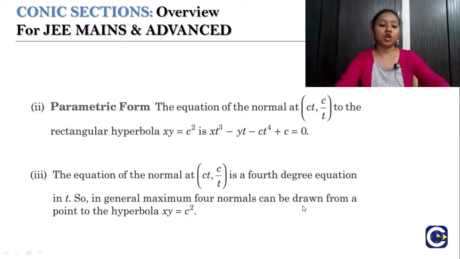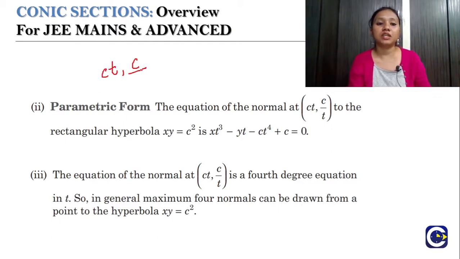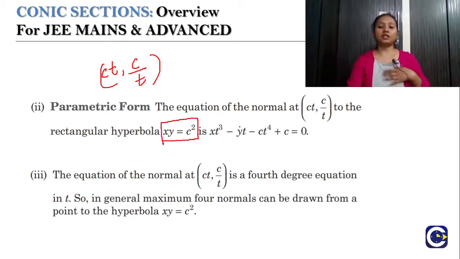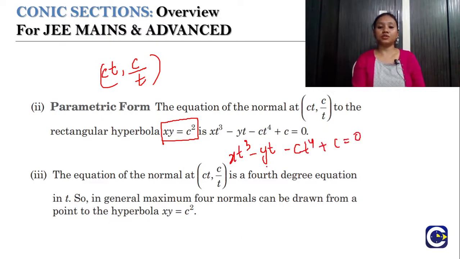So let's have a look over the parametric form too. So my coordinates in parametric form will be the same, that is ct comma c by t. Right. So for the rectangular hyperbola xy is equal to c square, the equation of normal at the point ct comma c by t is given by xt cube minus yt minus ct power 4 plus c is equal to 0. So this is the parametric form of equation of the normal.